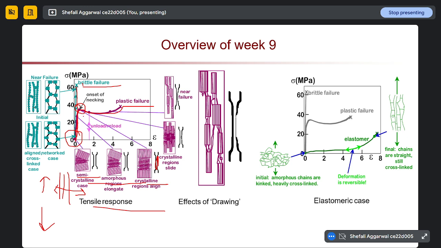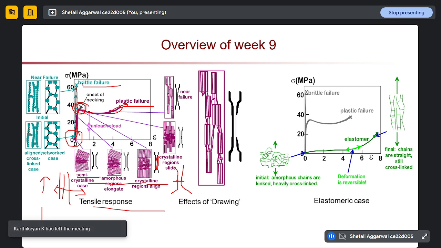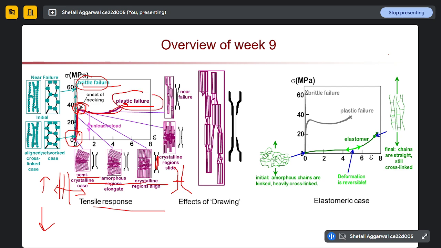Next thing is, when this material is stretched, necking will be forming, and at one point these fibers will break, or this polymer will break at some point, and then we have a plastic failure. Also, this region where necking is happening is called our elastic region. When we have a low temperature, we will have a brittle type of failure. In case of higher temperature, we will have a plastic type of failure.